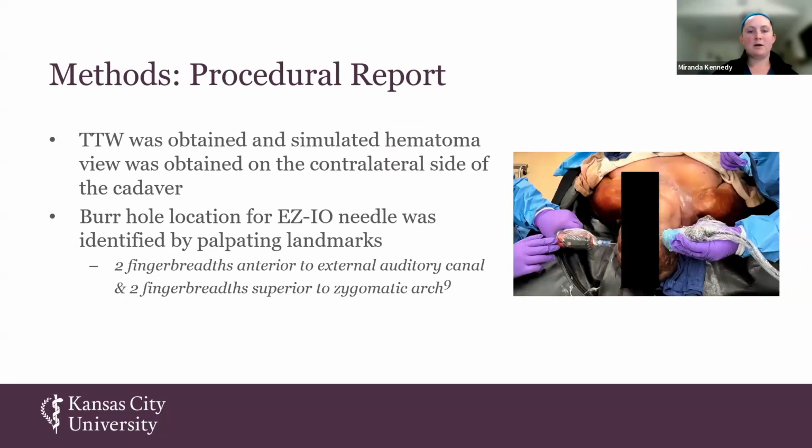Okay, and now we are at the meat of the report. So the transtemporal window was then again obtained, and the simulated hematoma was contralaterally visualized. The temporal burr hole location was identified by moving 2 finger breadths anterior to the external auditory canal and 2 finger breadths superior to the zygomatic arch, which is the typical placement of a temporal burr hole.